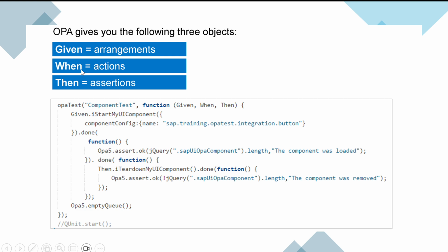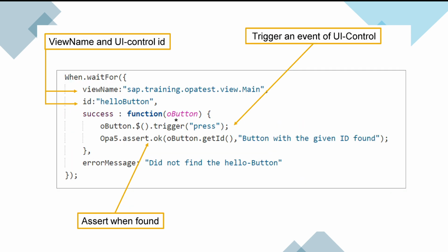The next one is when. When is nothing but actions. For example, pressing a button, entering text, filling the input fields. These are all actions, right? All these things come under the when. Finally, the then object. The then object is nothing but assertions. Assertions verify the expected output. That means whatever actions you perform here, the UI output comes under the assertion section. So these are the main three objects we are going to use to develop our OPA test.